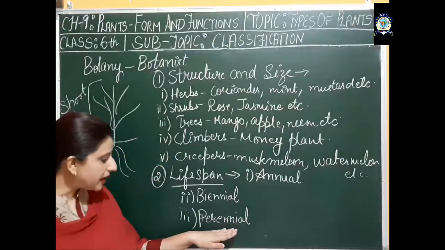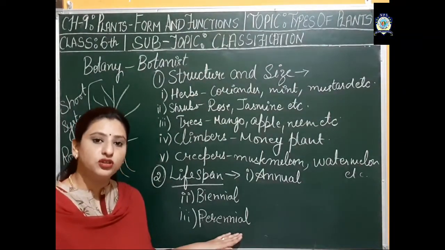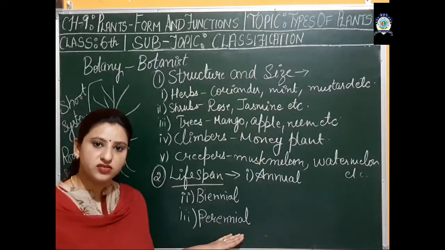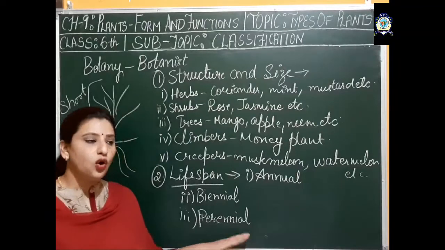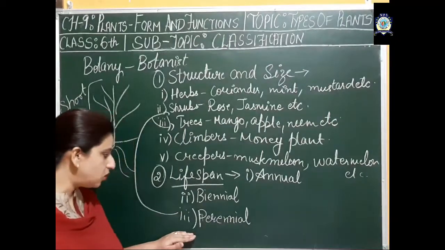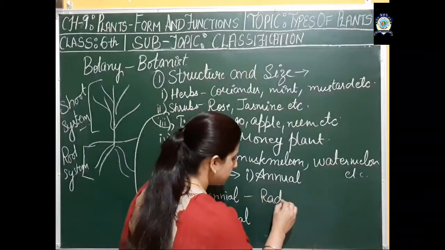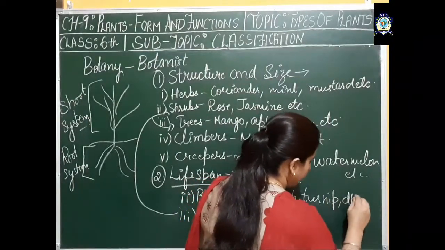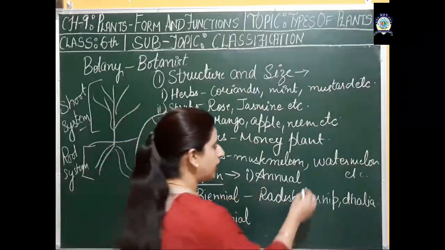Perennial plants are those plants which have a lifespan of more than 2 years, and they can live up to several years, maybe 7 to 8 or 10 years. Examples of such perennial plants are all types of shrubs and trees. Examples of biennials are radish, turnip, dahlia, and annuals include all kinds of herbs.